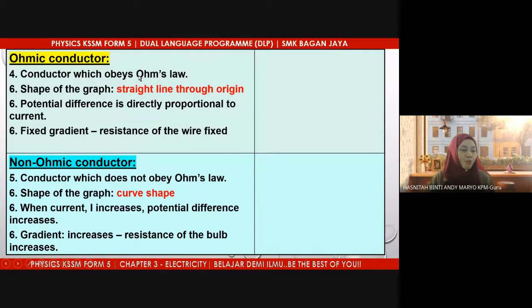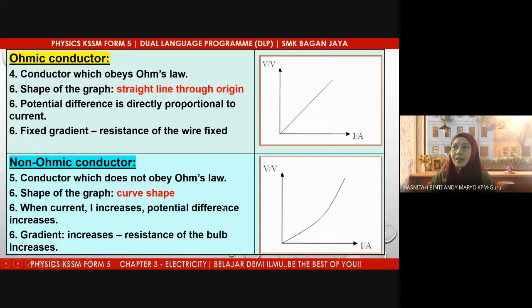While number 5, what is a non-ohmic conductor? So this is non-ohmic conductor, a conductor which does not obey Ohm's law, which means we cannot apply V equals IR here. It does not obey because it doesn't show V directly proportional to I. And second, number 6, this is how we sketch. You can sketch a graph for ohmic conductor, a straight line graph from the origin, and this is the sketching for non-ohmic conductor, a curve with positive gradient.